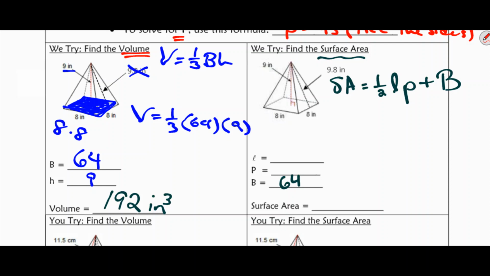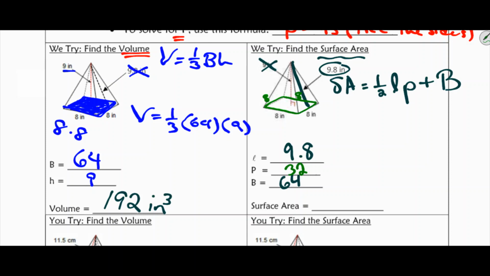What about these other parts? What's the L there? Yep, that's 9.8. It's the slope of that triangle. Actually, we're not even using 9 at all for this. For surface area, we don't need that. We just use 9.8. And what about P there? What is it, Maggie? Yep. It's just adding up the 4 sides. 8 plus 8, and then there's an 8 on the side there, and another 8 in the back. That's 32 altogether.